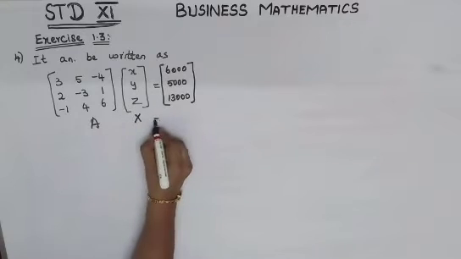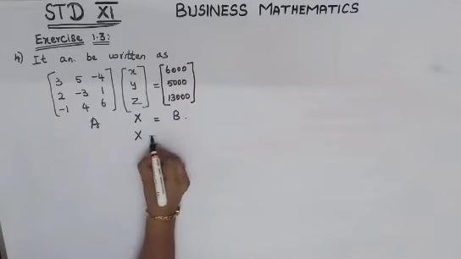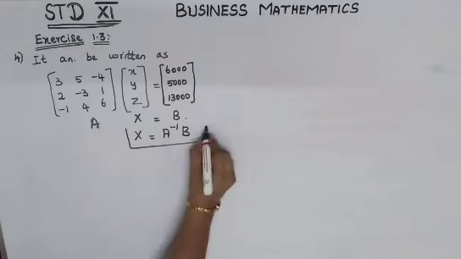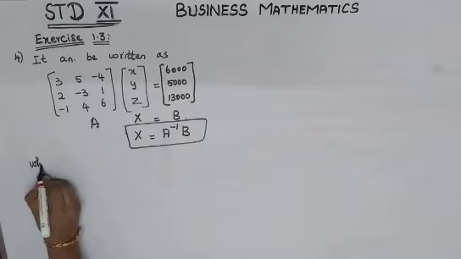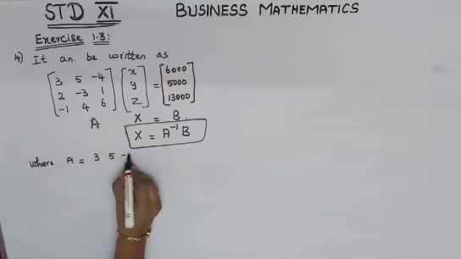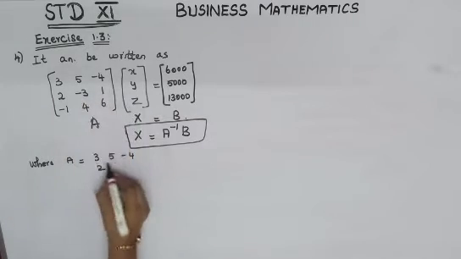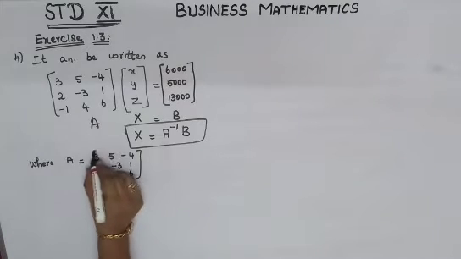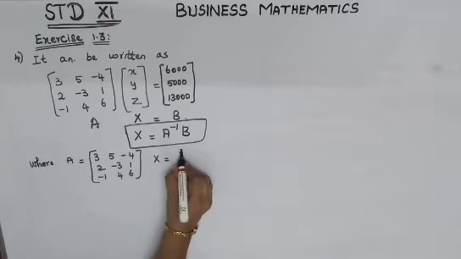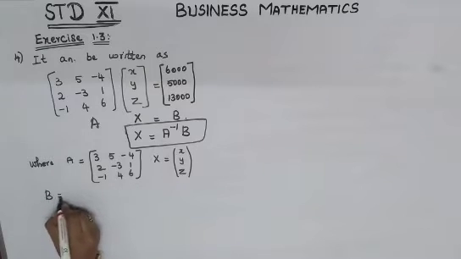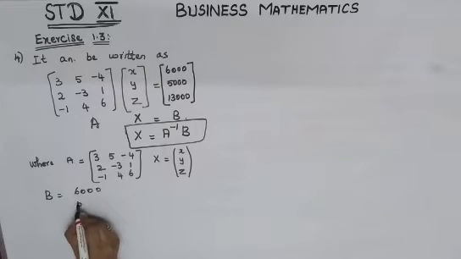AX is equal to B. Therefore, X is equal to A inverse B, you can bring this to the other side. A is equal to (3, 5, minus 4), (2, minus 3, 1), (minus 1, 4, 6). And your X is equal to X, Y, Z. And your B is equal to 6,000, 5,000, then 13,000.